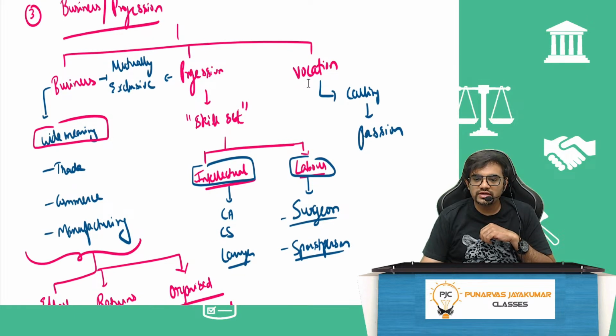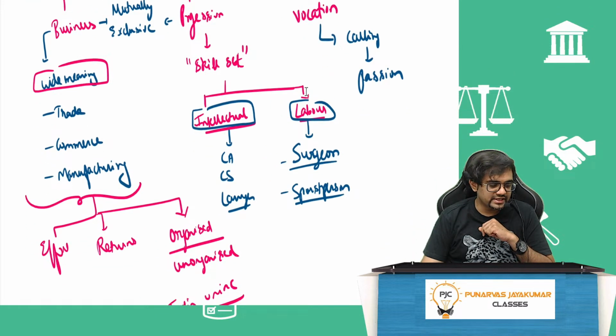So what do you mean by business? Business and profession both are mutually exclusive. So if you use the word business, you cannot use the word profession, and likewise. Similarly, you have something called vocation. As far as business is concerned, it is wide in meaning. Business can be anything related to trade, commerce or manufacturing. Anything that you do will be business.